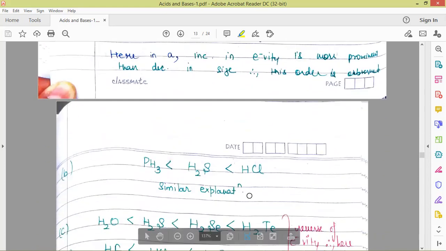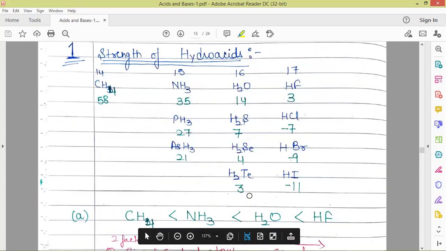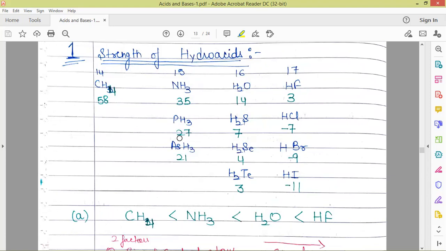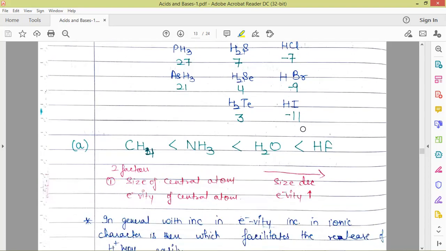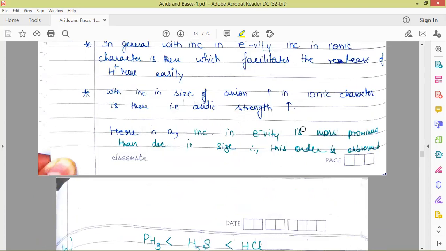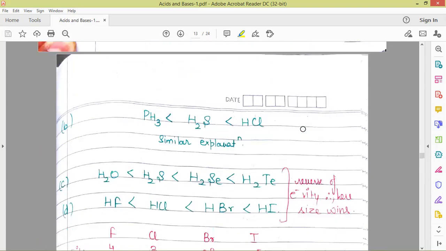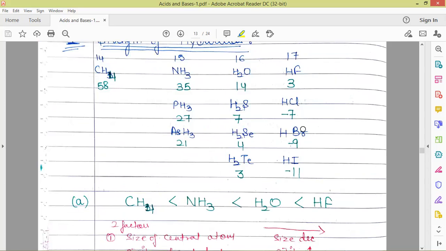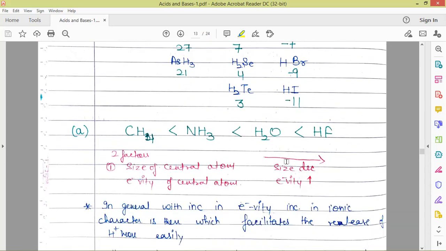The second case is that of the third period. Here also electronegativity is increasing, size is decreasing, and acidic strength is increasing. That means here also the reason behind increasing acidic strength is electronegativity. Now if we see these two groups, group 16 and group 17, here the pKa values are decreasing as we are moving down the group. Here sizes are increasing, but electronegativity is decreasing for both the groups as we move down the group.